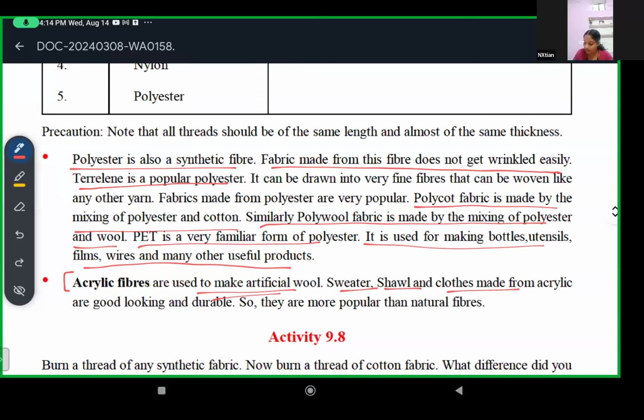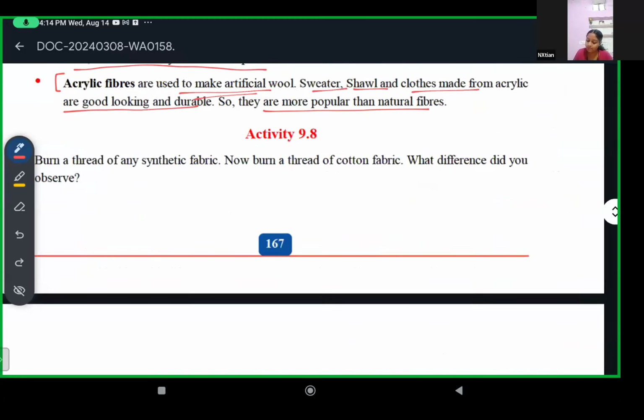So they are more popular than natural ones, okay? Because they are good looking and durable. So they are more popular than the natural fibers.